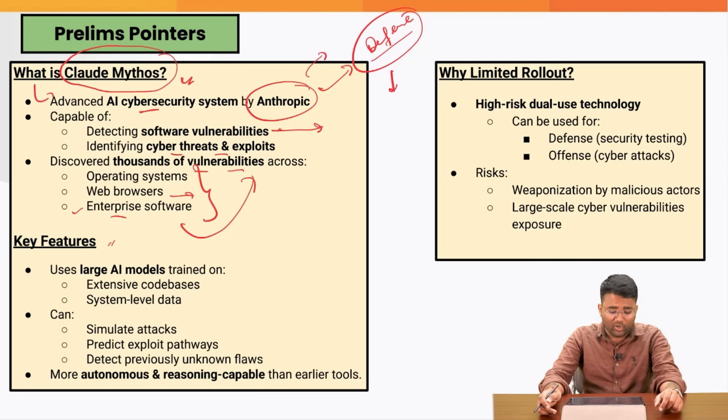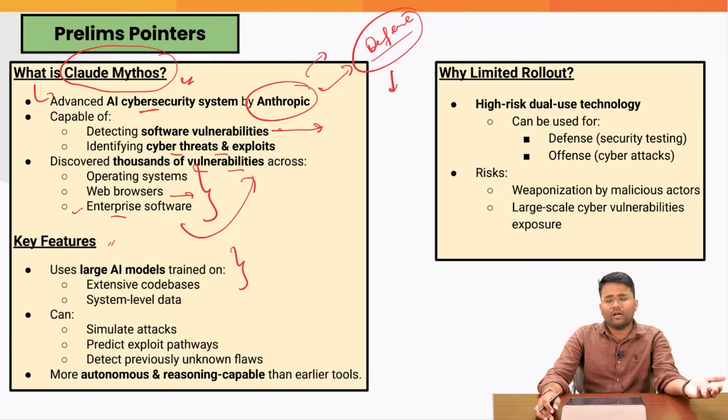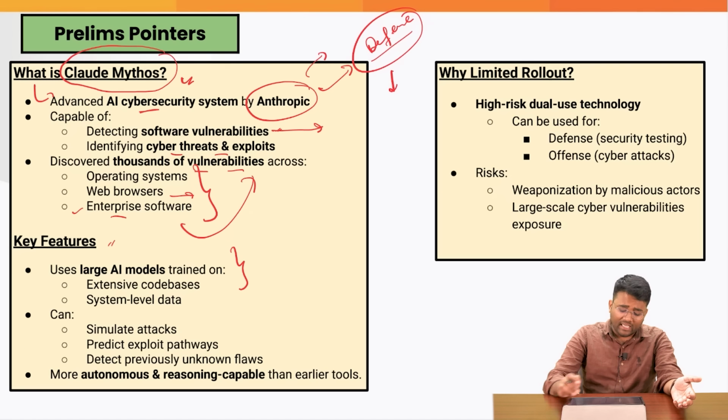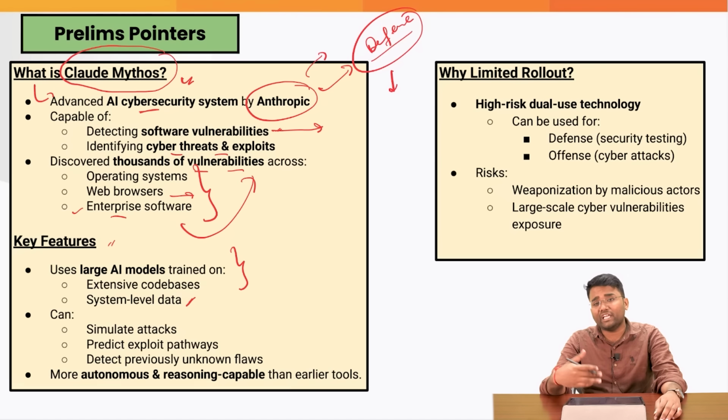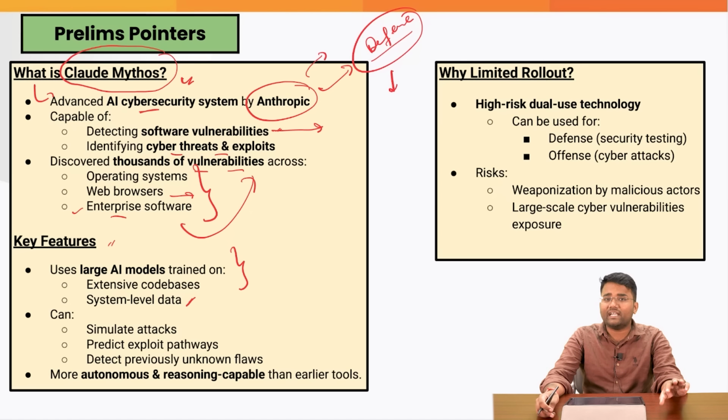The major feature of this model is that it uses large AI models that are trained on extensive code bases as well as system-level data. For example, whatever AI systems are there, for example ChatGPT or Gemini or DeepSeek, etc., if you compare their responses in the earlier phase and their responses in the present time, they have significantly improved. Even for your preparation, the overall responses have improved significantly because they are learning from the extensive data which is constantly being fed to them.